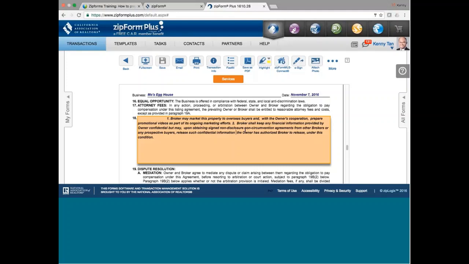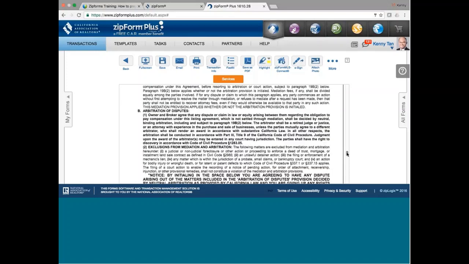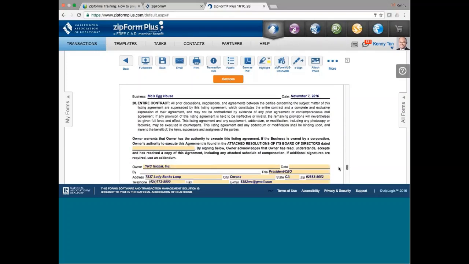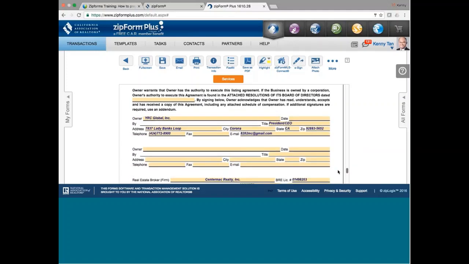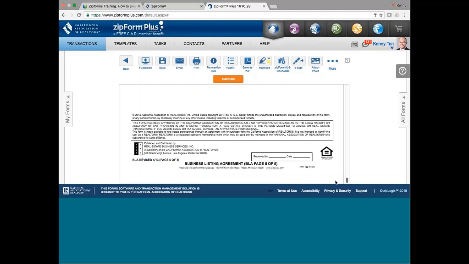So nothing wrong with this paragraph, so I'm going to leave it as is. Okay. And the rest is pretty standard. CAR form. And you guys are familiar with this already, so I don't need to go over this. Okay. So this is what a business listing will look like.